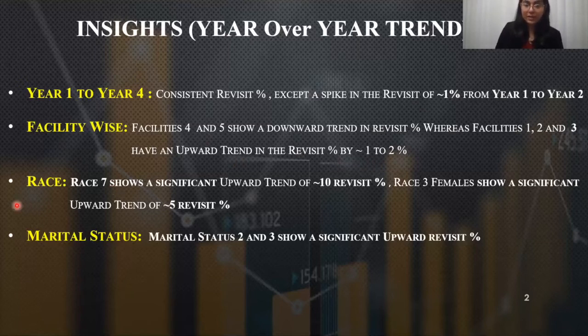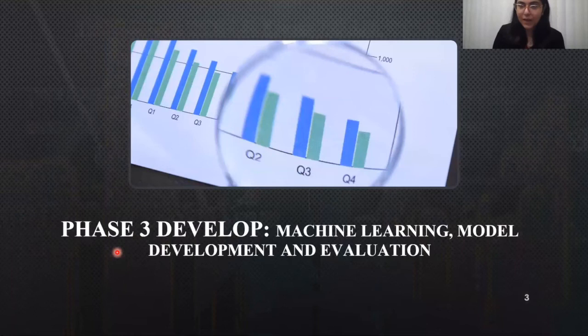For the variable race, race 7 shows a significant upward trend of approximately 10% in the revisit percentage, and that's largely because of the males. Whereas race 3 females show a significant upward trend of approximately 5% in the revisit percentage. For the variable marital status, 2 and 3 show a significantly upward revisit percentage. So that's about the descriptive analytics.